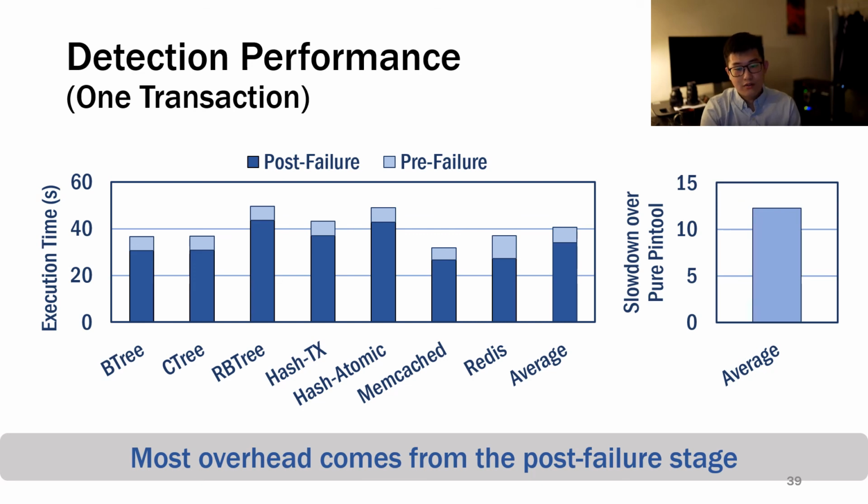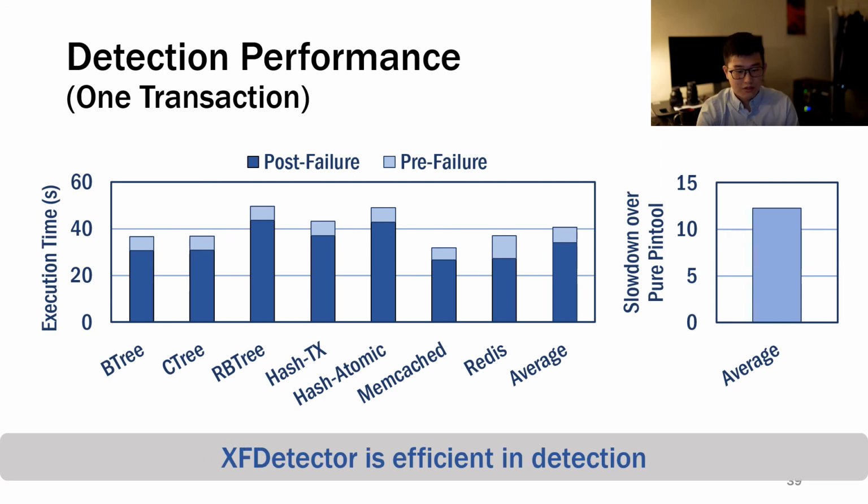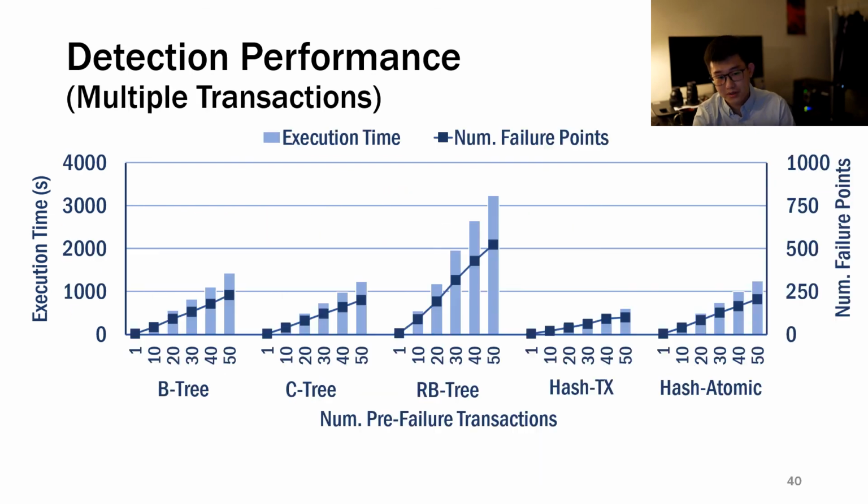And we are now normalizing the execution time of XFDetector over the pure Pin tool. As you can see, it's not taking a lot of time, considering that the post-failure needs to happen repeatedly. So we can conclude that cross-failure detector is very efficient at detection. So given a faster tracking method in the future, we can make the detection performance a lot better.